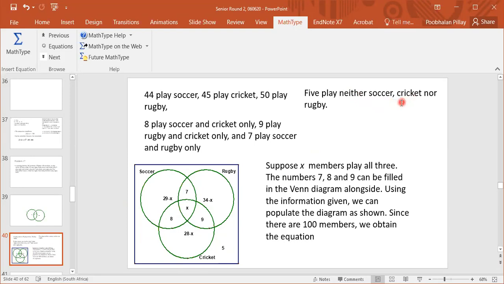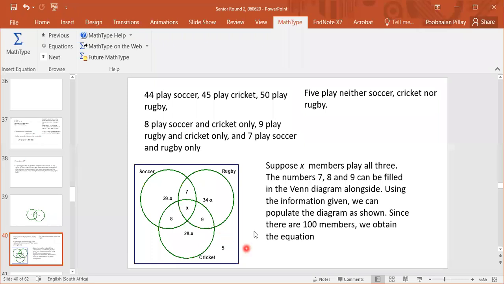So there are people who are just the spectators who do not play any of these things, right? And there are 5. So that 5 comes outside the set. You can see the 5. I'll put it in here. All right.